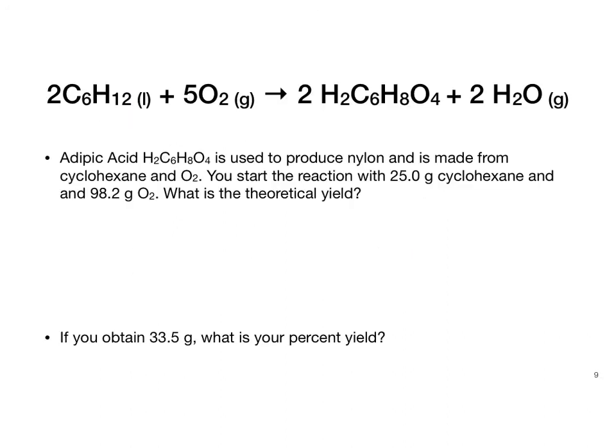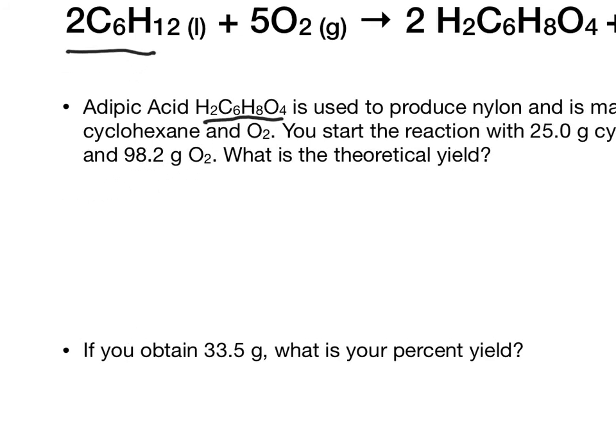So in this example, where we have a balanced chemical equation, adipic acid, which is this chemical, is used to produce nylon, but we're going to make it from cyclohexane, which is this, and O2. So we're going to start the reaction with 25 grams of cyclohexane and 98.2 grams of oxygen. What is the theoretical yield? Now, it doesn't tell you to figure out what the limiting reactant is, but we need to know that because we have 2 starting materials and we need to know which one is the limiting reactant.